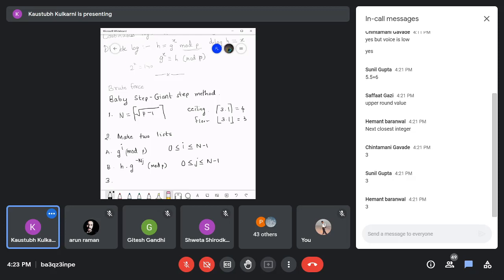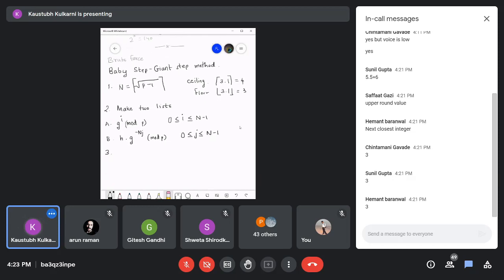Okay, so at some point, for some value, these two lists will match. These two lists will match for some value. So find a match between the two lists.